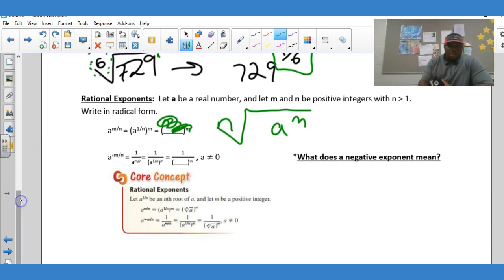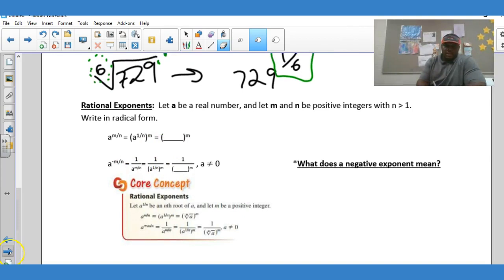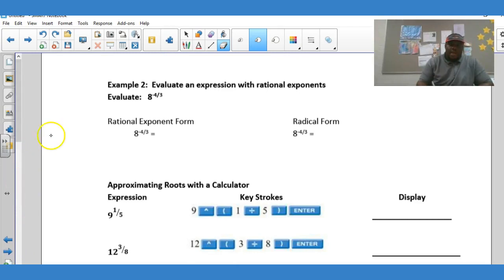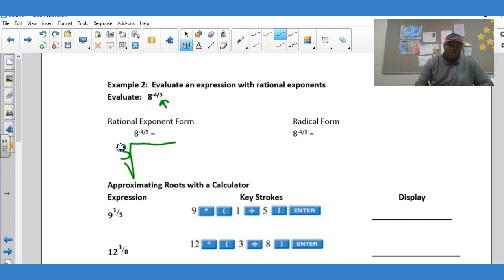Now let's look at a couple examples. On the back of this, I want to talk about the negative exponent. Here it says evaluate 8 to the negative 4/3. Remember, your denominator becomes your index, so this is going to be a cube root. If I move that here, what we have left is 8 to the negative 4.